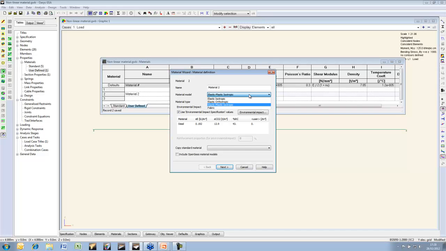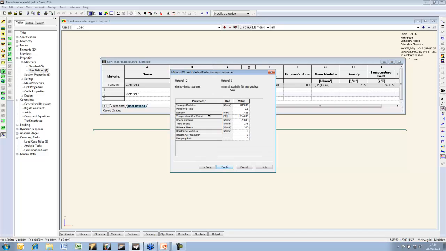We have a number of material property options. The default is elastic isotropic. You can do orthotropic, which has different properties in different directions. But this is the elastic plastic, which means when we go into the properties, we have the yield stress in there. It does mention an ultimate stress, but that is not used directly within GSA. If you're using GSA as a preprocessor for something like LS-DYNA, then that figure will come into effect.